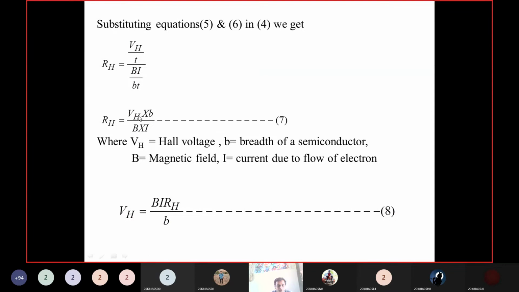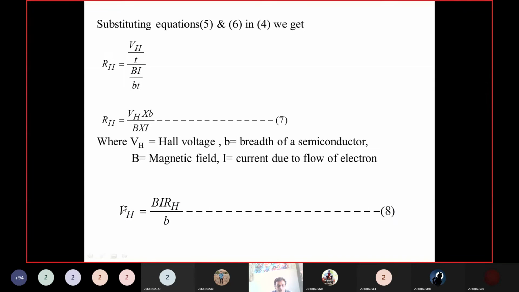So B is the applied magnetic field, I is the current, and here B is the breadth. Okay, VH is the Hall voltage. So from this, Hall voltage VH is equal to B into I into RH by B. So this is the Hall voltage formula. Okay, so by using the Hall effect, we are calculating the Hall coefficient RH and Hall voltage VH.